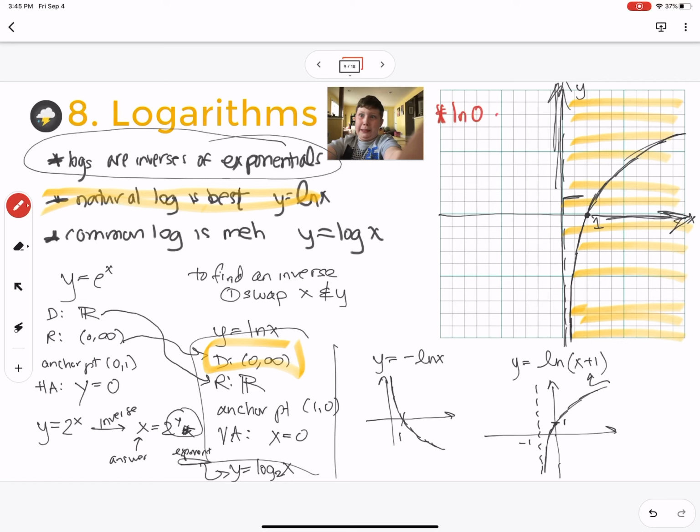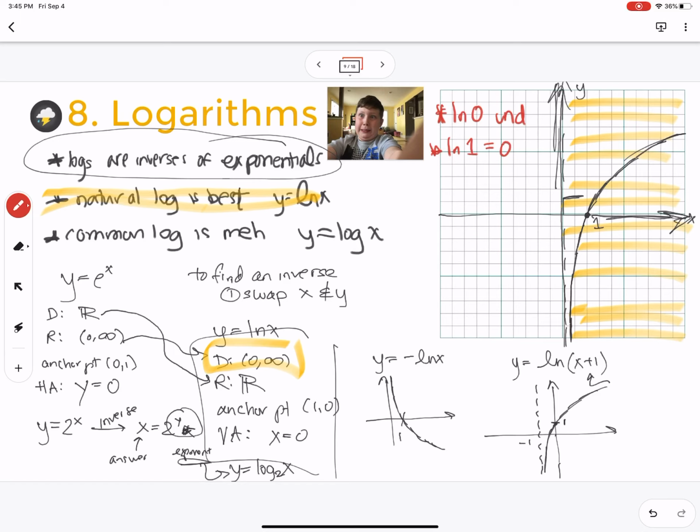Okay, so some things to know. Natural log of 0 is undefined. You could either write UND or DNE, because natural log of 0 is saying e to what power is 0, and there is no such power. And then natural log of 1 is 0 because e to the 0 is 1. See how that works?